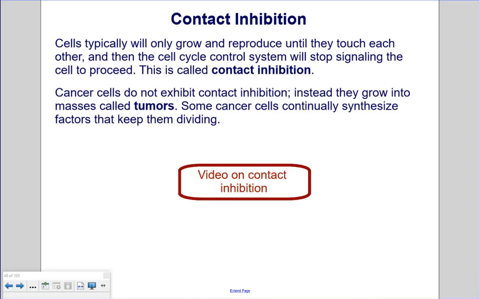Contact inhibition. Cells typically will only grow and reproduce until they touch each other, and then the cell cycle control system will stop signaling the cell to proceed. This is called contact inhibition. Cancer cells do not exhibit contact inhibition. Instead, they grow into masses called tumors. Some cancer cells continually synthesize factors that keep them dividing. Click on the link to view a video on contact inhibition.